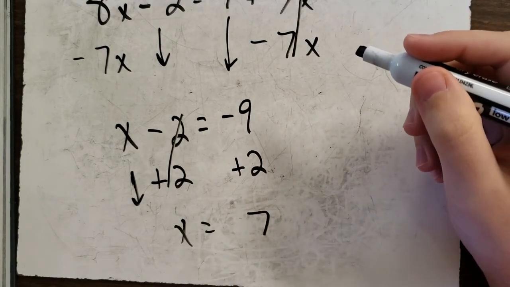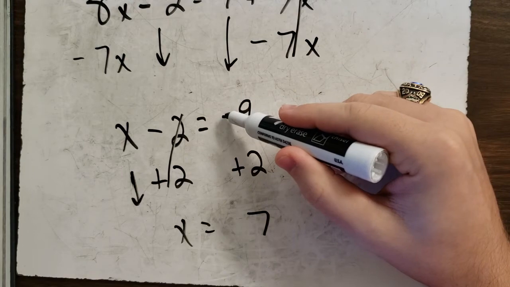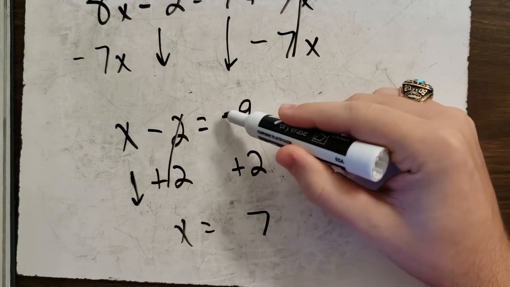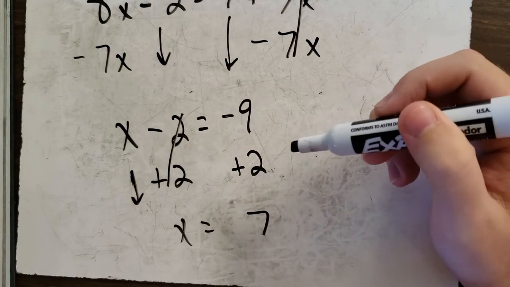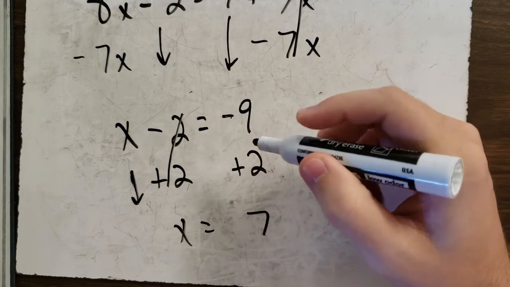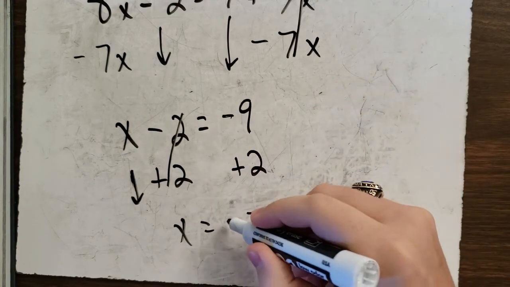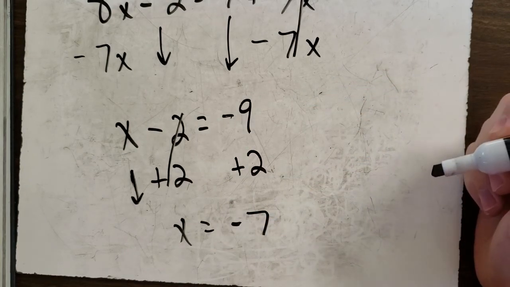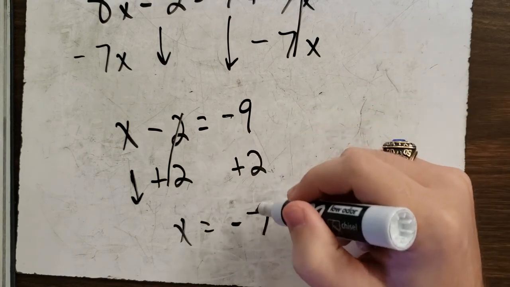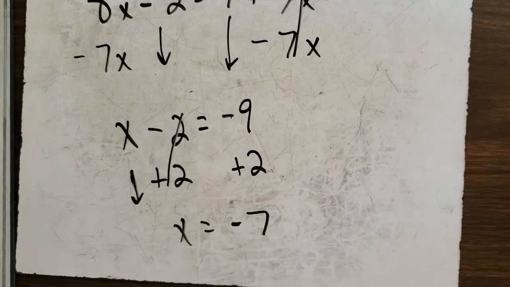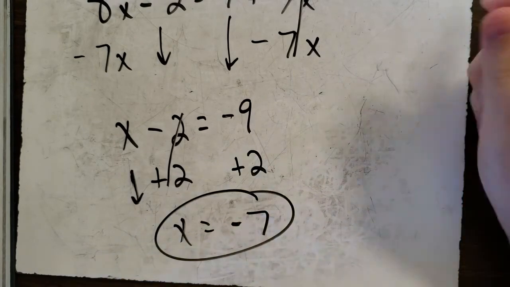Now, look at the signs. Your higher number, 9, is negative. So whatever the sign of your higher number is, that's the sign of your answer. So if your higher number is negative, your answer is going to be negative. So negative 7. Negative 9 plus 2 is negative 7. And that's going to be our final answer.